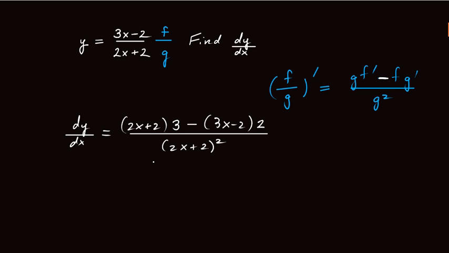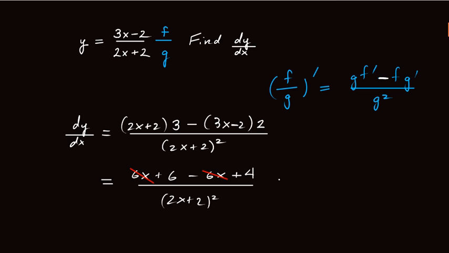Now, in a lot of these problems, you can actually simplify, and let's do that here. If I can simplify the numerator, if I multiply things out, so 2x times 3 is 6x, plus 2 times 3 is 6, minus, now I have 3x times 2, which is 6x, and now I have a minus 2 times 2. Now 2 minuses make a plus, so I get a plus 4, divided by 2x plus 2 squared. Now notice here, the 6x minus 6x, they cancel. So in the end, I'm just left with 10 divided by 2x plus 2 squared. Okay, so that's a simplified version of the derivative.